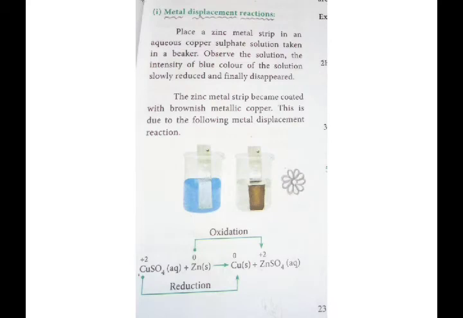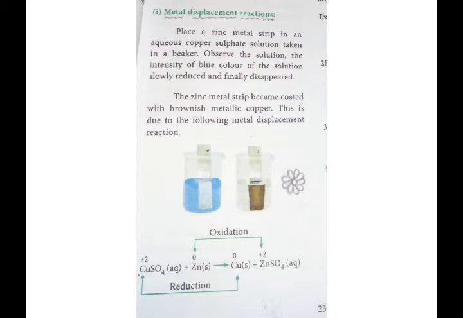Now, let us see in detail about metal displacement reactions. While I am explaining, just look at the diagram. They have taken a zinc metal strip, which is colorless, and placed it in an aqueous copper sulfate solution taken in a beaker. The color of aqueous copper sulfate solution is blue. The zinc metal strip that we inserted is colorless. Now we are placing it.